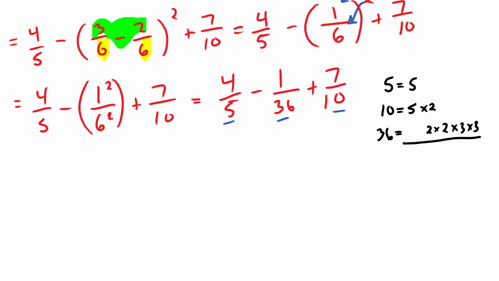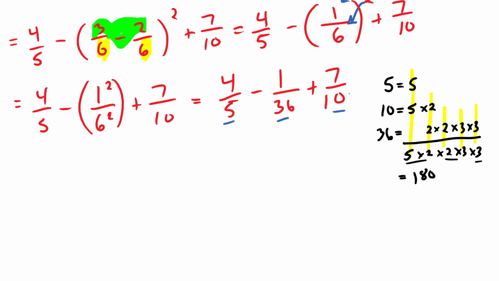Now that I have them broken down into their prime numbers, I bring down anything that's not a repeat, and I multiply those together. And what do we get here now? 180. 5 times 2 is 10. 10 times 6 is going to be 60. Times 3 is 180. So now I want to turn all of these fractions here into 180.